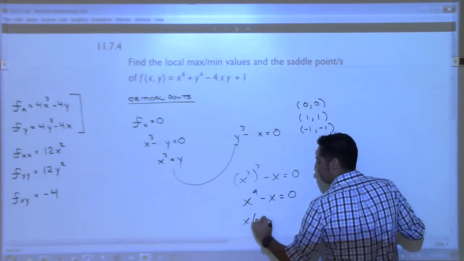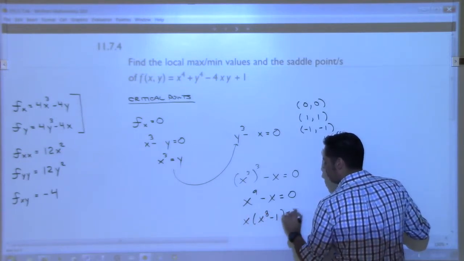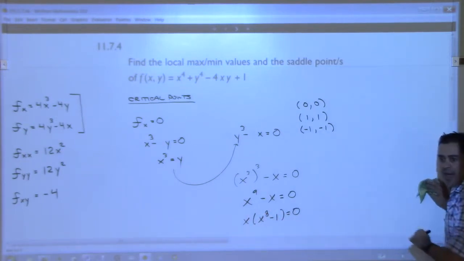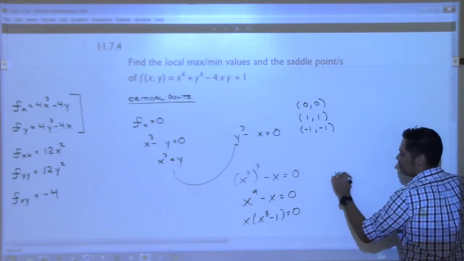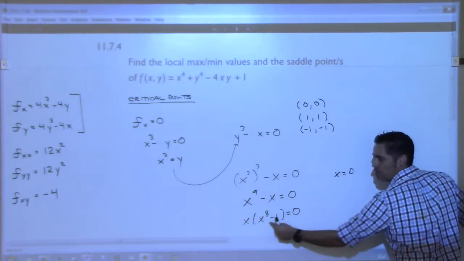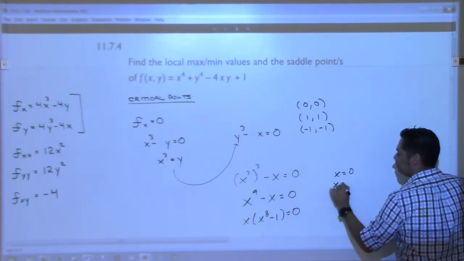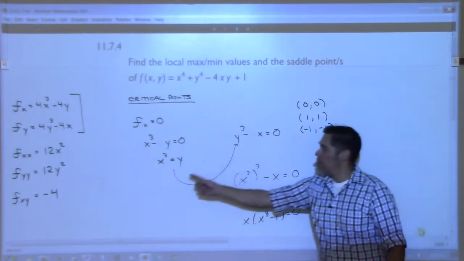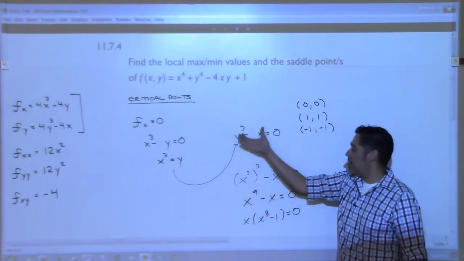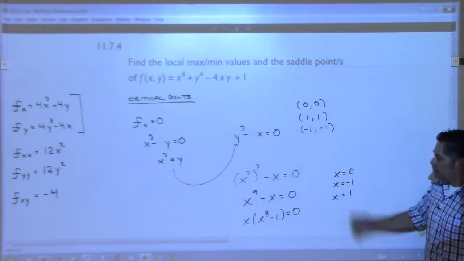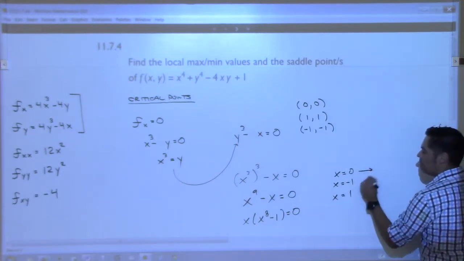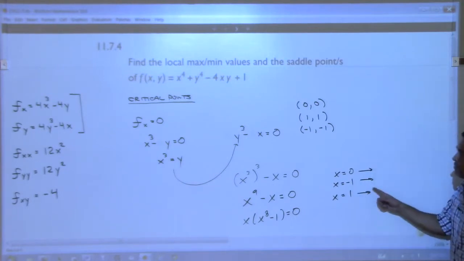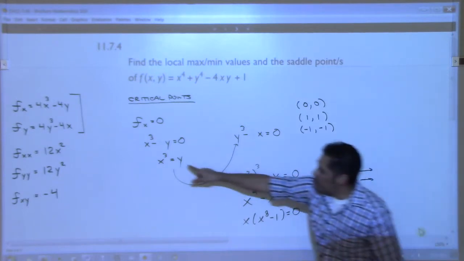Factor an x out, x to the 8th minus 1 equals 0. And now solve that. So what are our solutions there? So 0 there, and then the only way this is true is 1 and negative 1 again. If you do it this way, solving one of these for y, going back in here, replacing, solving, then once we have our x's, then we can get our y's. How do we get our y's? Plug these x's back in right there.